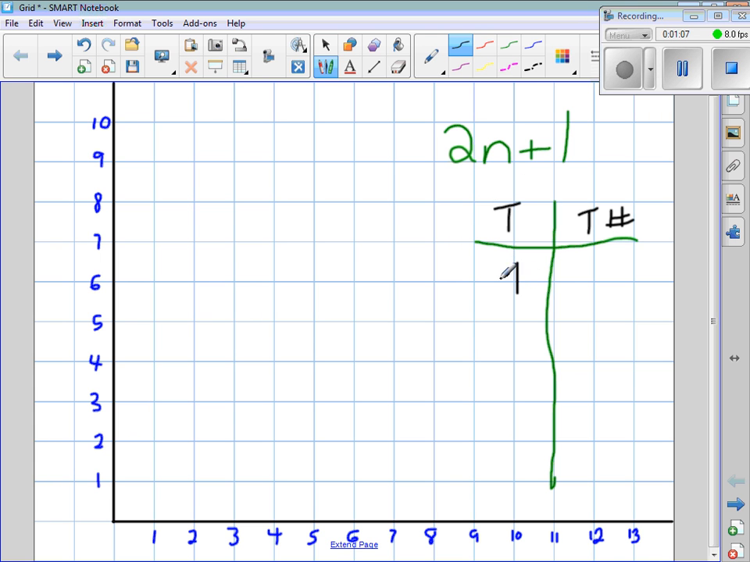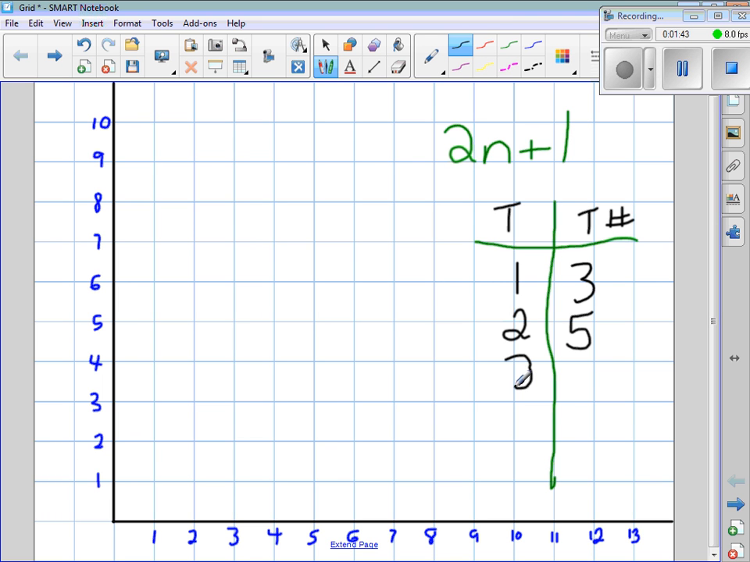If I insert a 1 into this expression, it's going to turn into 2 times 1 plus 1. My friend over here is going to tell me what 2 times 1 is. What's 2 times 1? 2. And what's 2 plus 1? 3. So I have a term number of 3. I'm going to look at term 2. My friend back here is going to tell me what is 2 times 2? 4. And what is 4 plus 1? 5. Excellent job.